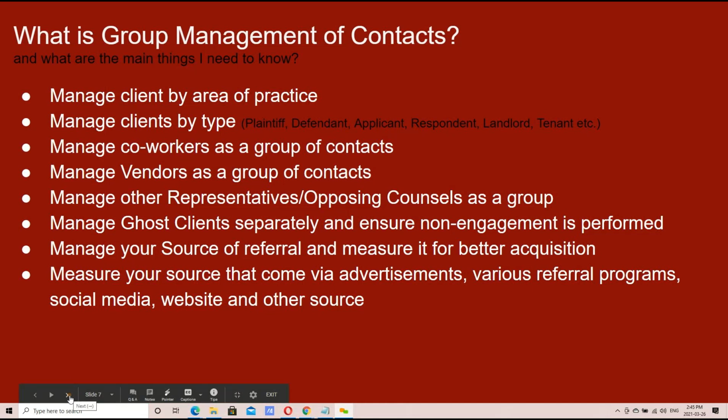And of course, last but not the least, having a better understanding of where these clients come from as part of that group management. One is, who are these clients? But from a marketing standpoint, it's important that you can capture where are these clients coming from, and if there's a certain pattern to how you're getting clients for a specific area of practice.